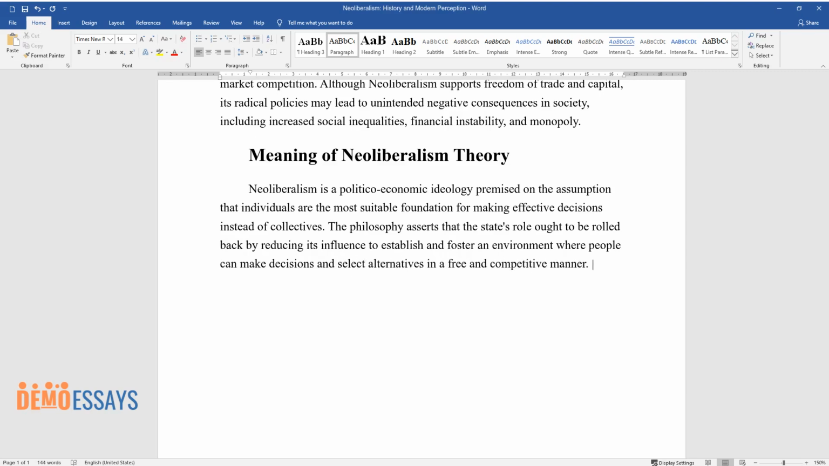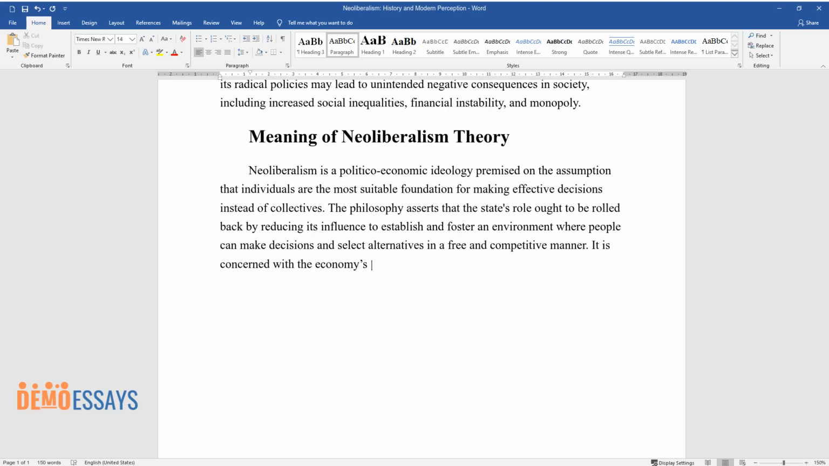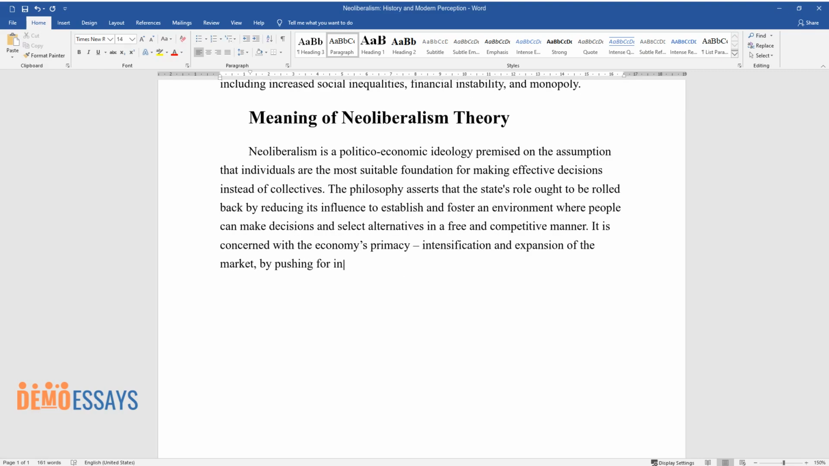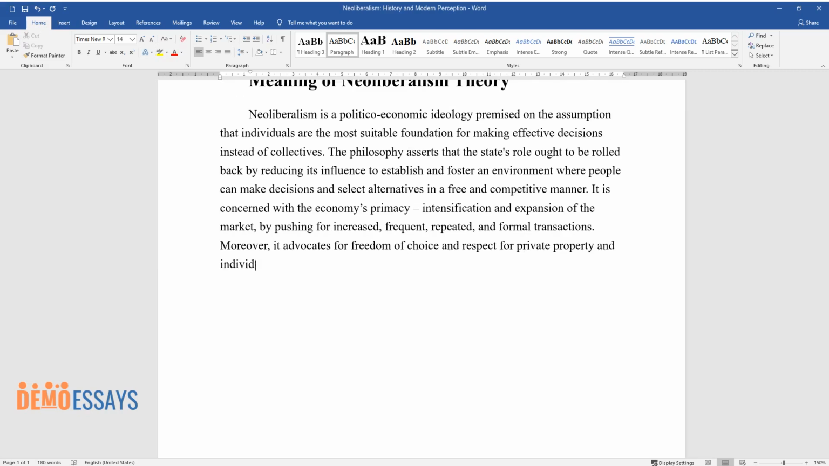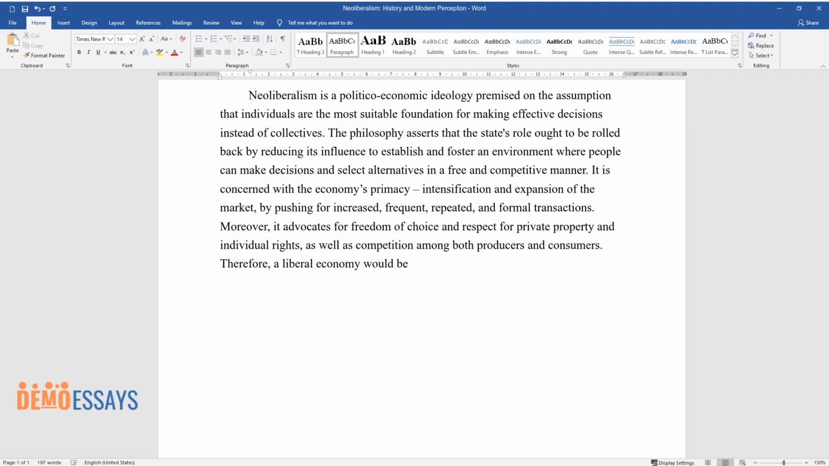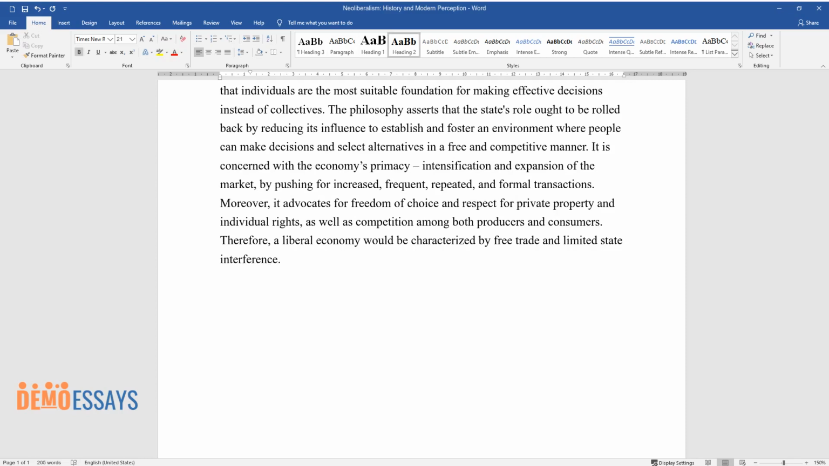It is concerned with the economy's primacy, intensification and expansion of the market, by pushing for increased, frequent, repeated, and formal transactions. Moreover, it advocates for freedom of choice and respect for private property and individual rights, as well as competition among both producers and consumers. Therefore, a liberal economy would be characterized by free trade and limited state interference.